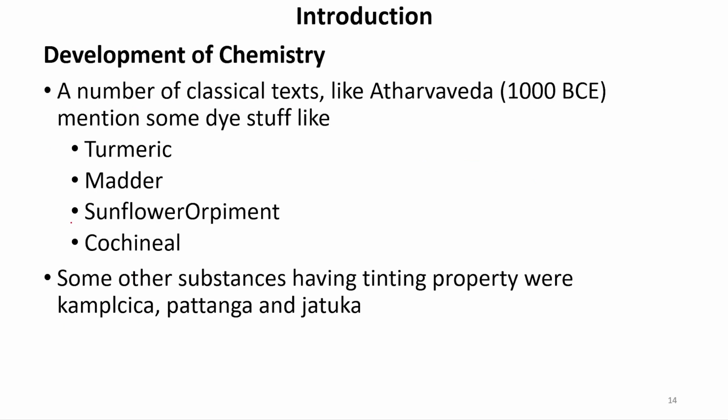Now coming to dyes: turmeric, madder, sunflower, orpiment, and cochineal. These were used, and many more dye stuffs were used at that time. Turmeric, you know about it. Some other substances with tinting properties were kampillaka, patanga, and jatuka.